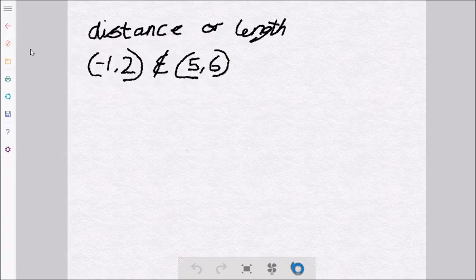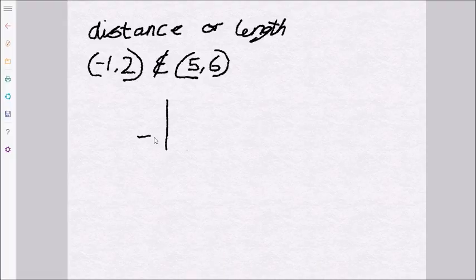Coordinates are x is -1 and y is 2. And then we've got x here as 5 and y as 6. So the first thing we're going to do is draw the graph. So we've got -1 on the x and we've got 2 on the y. So we are looking about here. And then we've got 5 and 6. So we're looking about here. So what it's asking for is the distance or the length of this line here.